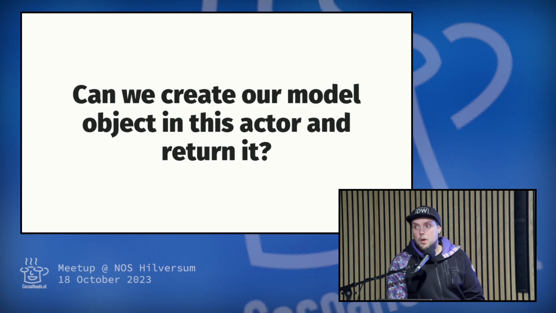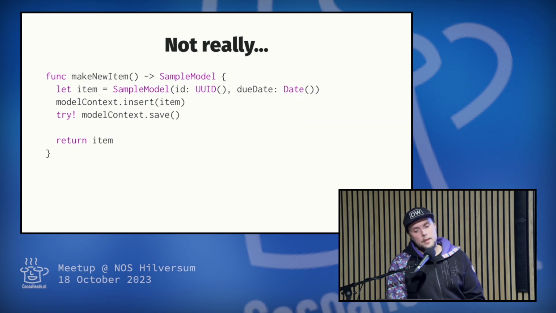So can we create our model object in the actor and then return it? That would be really cool, right? If we could just make the object in the background, return it, and use it in our view. Sadly, not really. This code will compile just fine. There's no problem with this. We make our new model and we return it.